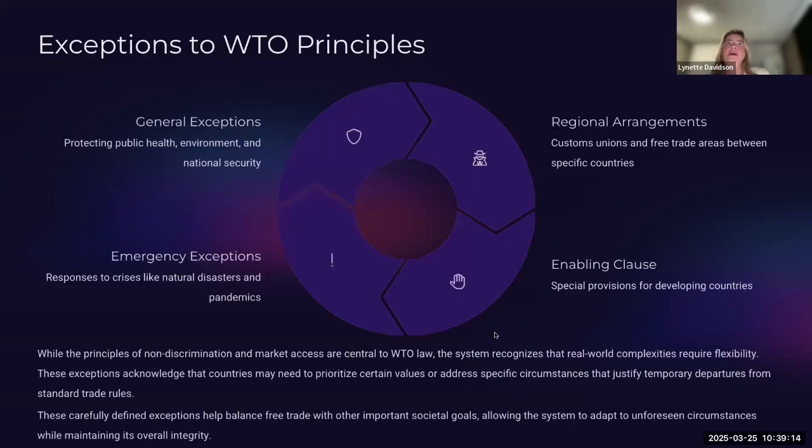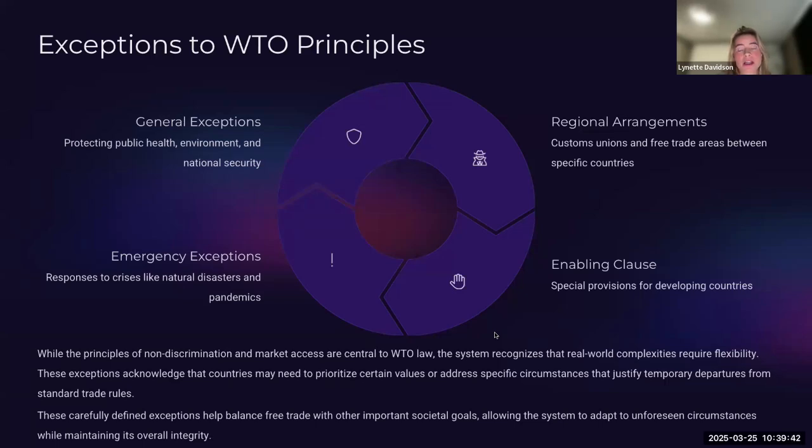So if we think about exceptions to the WTO principles, which four do we have? These ones are really important, but they could also be abused. If we think about general exceptions, we think about protecting public health, the environment, and national security. This is called the general exceptions. This is the first one.